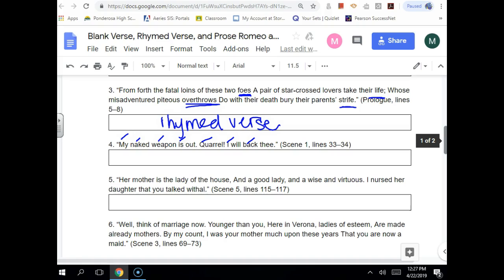Kaden, okay, let's do this again. Read this slowly out loud. My naked weapon is out. Quarrel, I will back thee. Do you see the dips and the slopes? Like the syllables? Which syllables are stressed and which are unstressed?